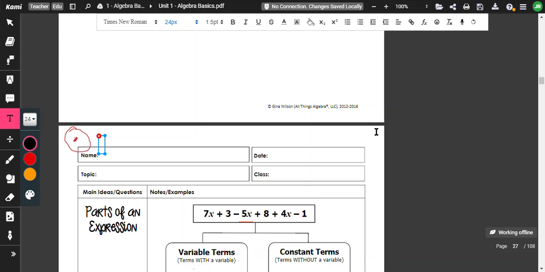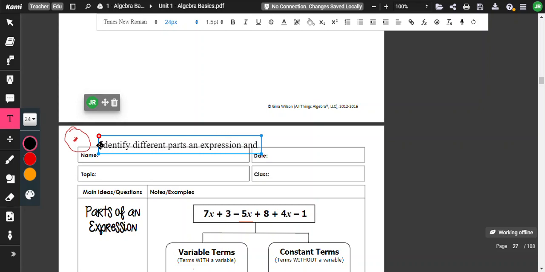So the goal of today's class is to identify different parts of an expression and to combine like terms.